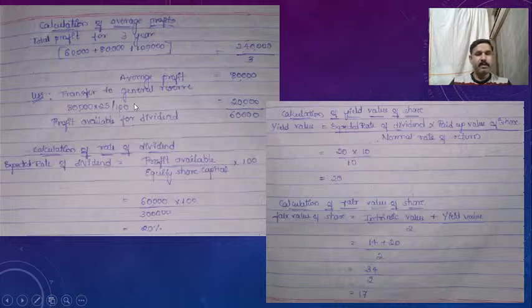You have to transfer 25% of the 80,000. So profit available for dividend is 60,000. Transfer to general reserve, that 25% we have to transfer. Profit available for dividend is 60,000. Then calculation of rate of dividend. Expected rate of dividend equals profit available divided by equity share capital into 100. 60,000 divided by 3 lakh into 100, 20% is the expected rate of dividend.